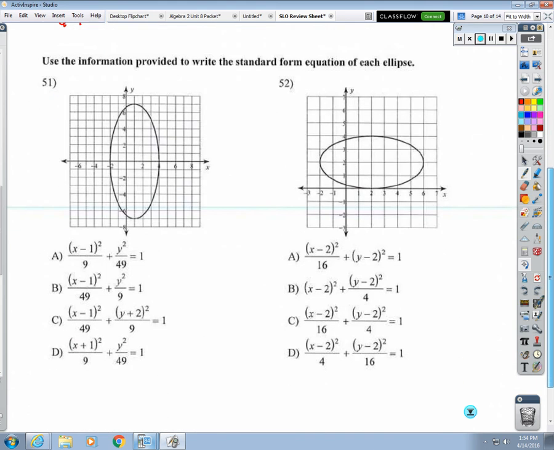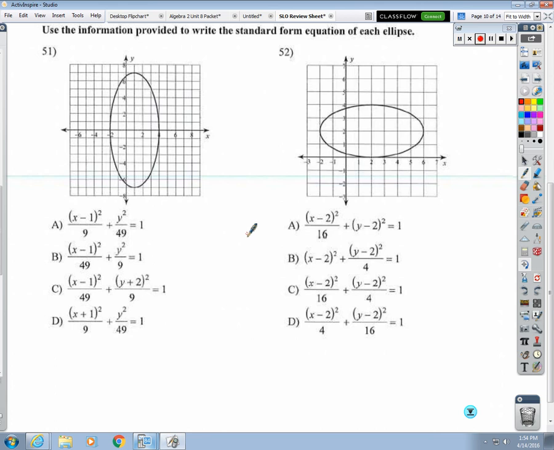Okay, number 51. Use the information provided to write the standard form of each ellipse. Okay, well, where's the center of this ellipse? Well, no, just at 1, right? Okay, so how do you represent right 1 when you write it as a factor? X minus 1. So that rules out D. Now, do you have to go up or down on the y-axis to get to the center? No, you just have to go right 1. So that rules out C. You don't have to move 2 units to get to the center on the y-axis.